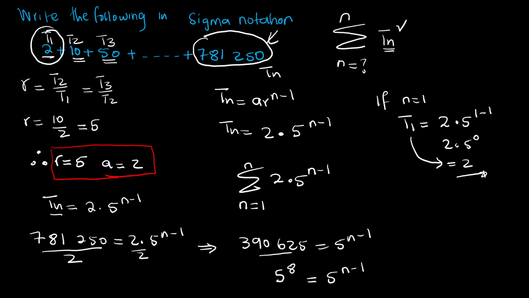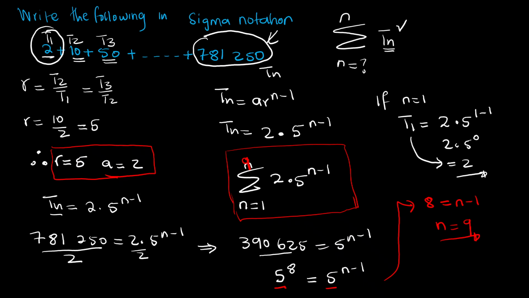Look at this: the bases are the same, so we can equate the exponents and say 8 equals n minus 1. The 1 comes to this side, therefore n is 9. So this tells you that on top we're going to have n equal to 9. You can just write 9 here on top. So this is your final answer in sigma notation. Let's quickly fix that. We put the 9 on top. I hope you understand how we wrote this in sigma notation.